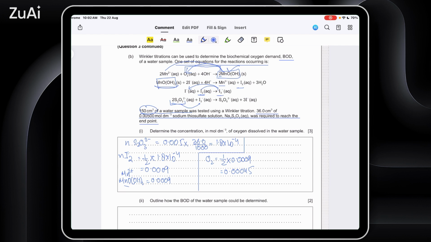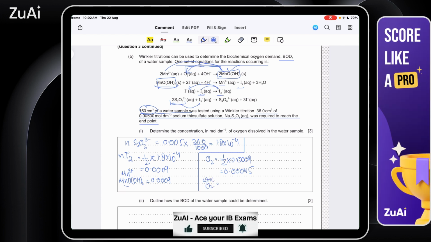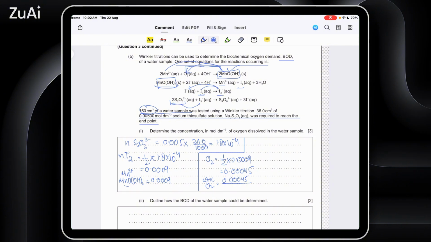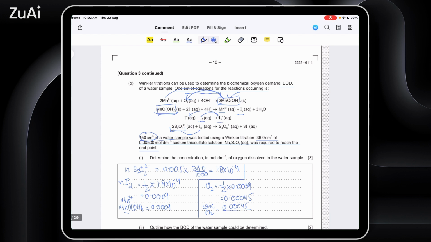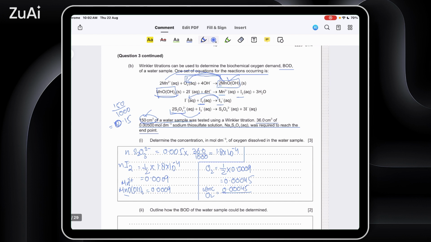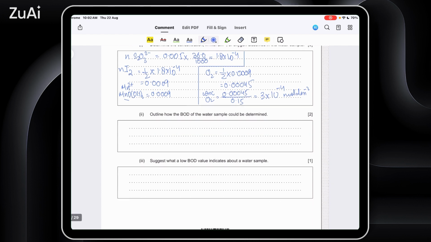So that's how we will get the oxygen. Now we need the concentration of oxygen. The moles are 0.00045 divided by the volume, which is given to us, 150. So 150 divided by 1000, we get 0.15. So that is 3 times 10 raised to the power -4 moles per decimeter cube. That's the way to solve this question.